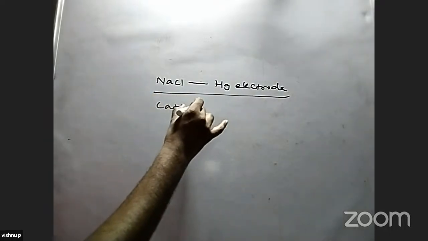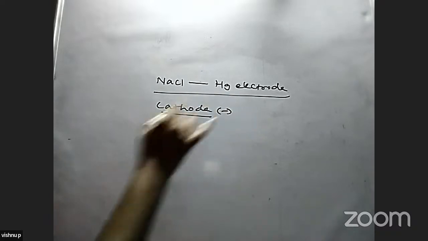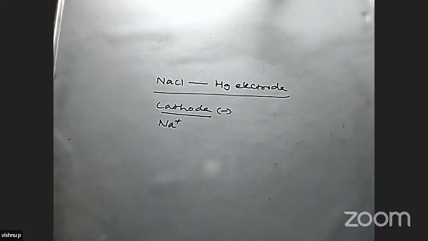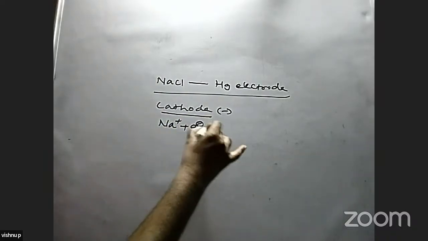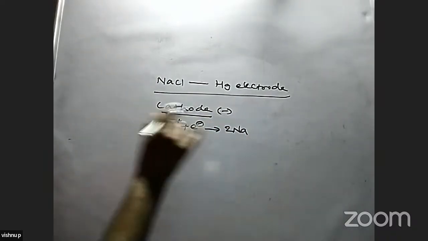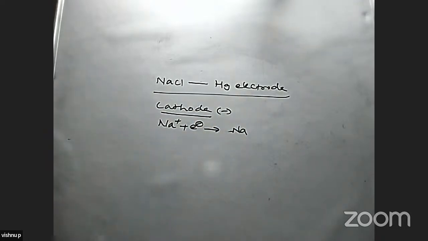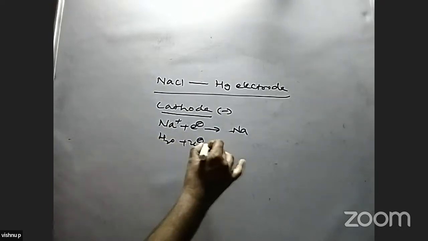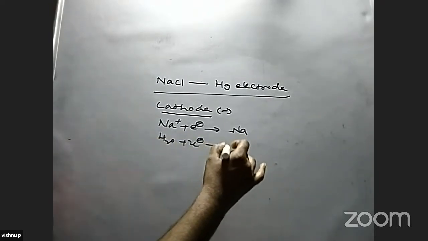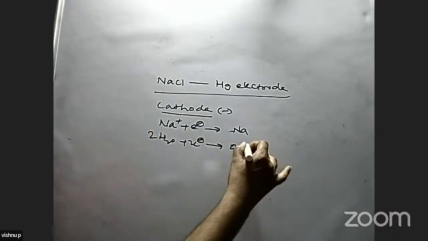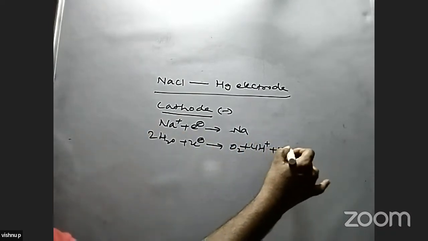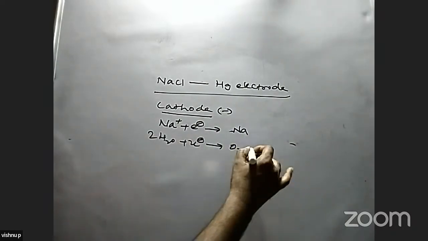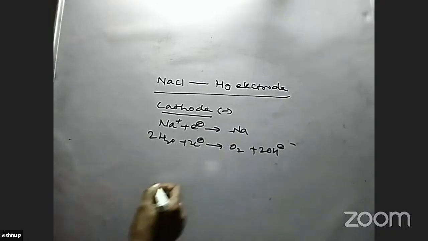So what reaction takes place at the cathode? We know that two reactions are possible when we use an aqueous solution. Here sodium reacts with electron and is deposited as sodium. The same way, H2O also accepts electrons and it gives O2 plus... sorry, H2 plus OH minus.